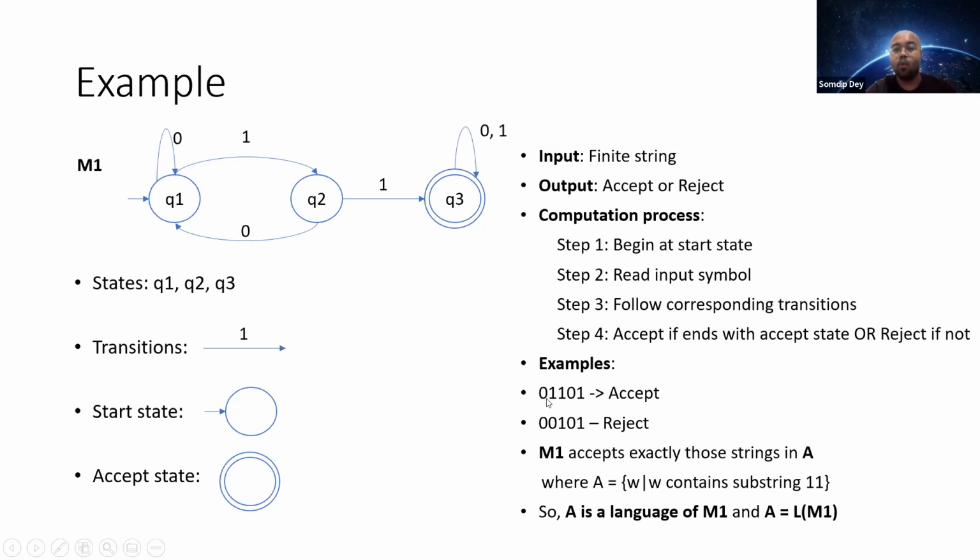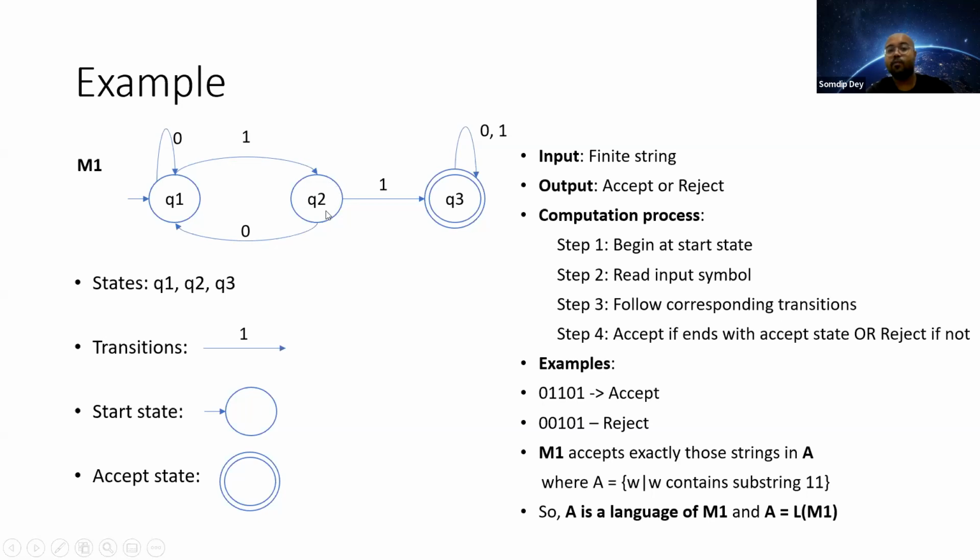Next is the 1 of the input string. Because it's 1, it moves to the next state, which is Q2. The next is the 1 from the input string.